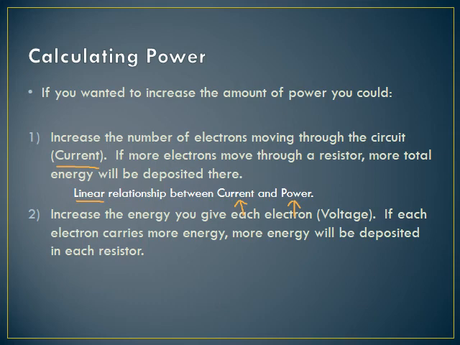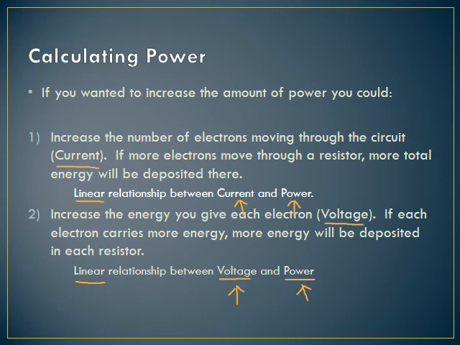The other way that we could increase the power is to increase the energy that you give to each electron, right? And this is what we call voltage. So we're increasing the voltage. If each electron is carrying more energy with it as it goes through, then more energy is going to be deposited at each resistor. So if we increase the voltage, we also increase the power. And that leads us to conclude that there's a linear relationship between voltage and power as well. A good example of this: to increase the voltage, I might add another battery or another couple batteries.